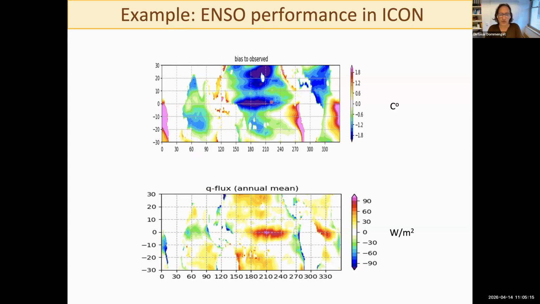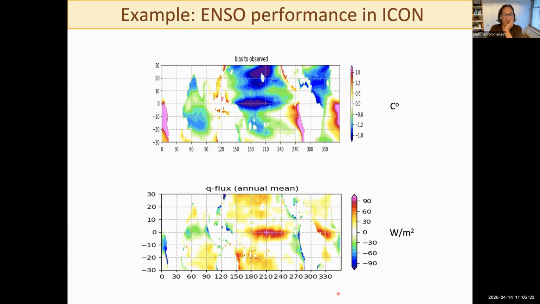So if I have a too cold Pacific and I warm it up here, then the warming of the Pacific will also warm up the Indian Ocean. This is why I have to then compensate it with cooling. Similar things happen in the Atlantic. So these interactions are not local, they are global interactions.